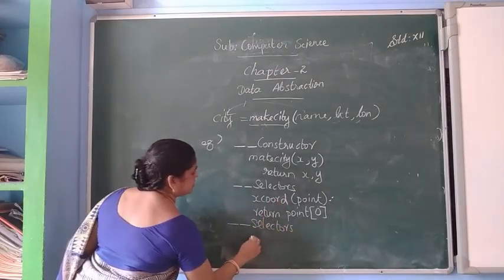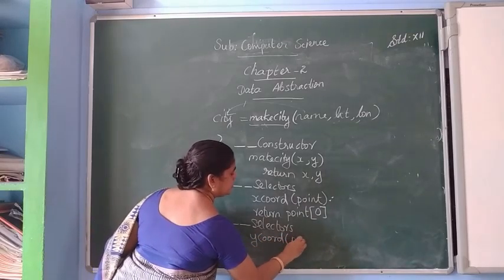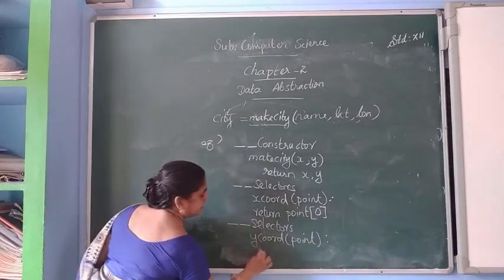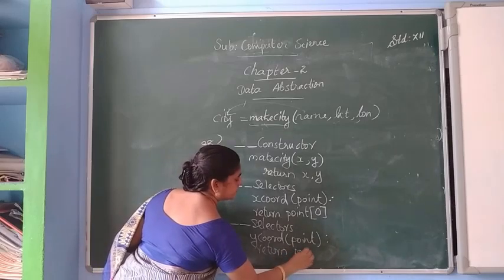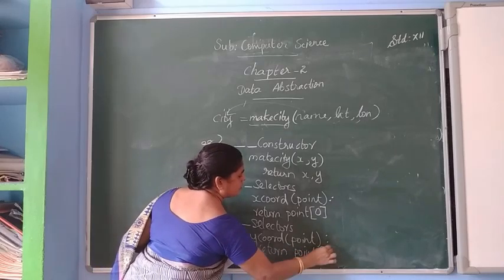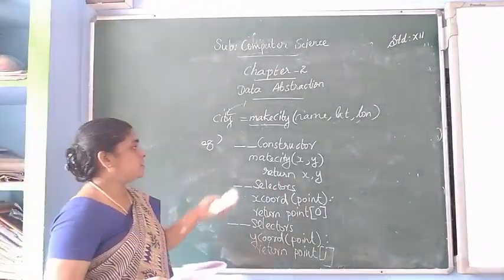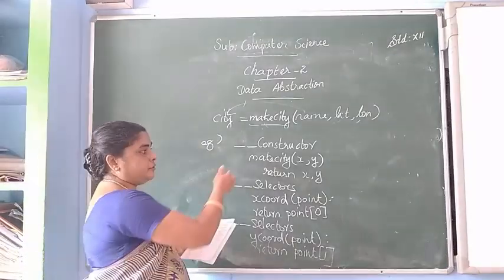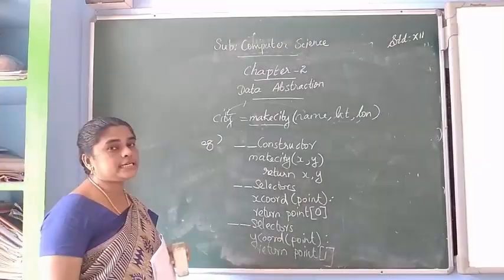The next selector. Here y coordinate of point, colon, return point of 1. This is a simple example for constructor and selector. Can you identify which one is the constructor and which one is the selectors?